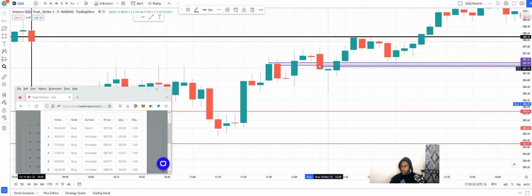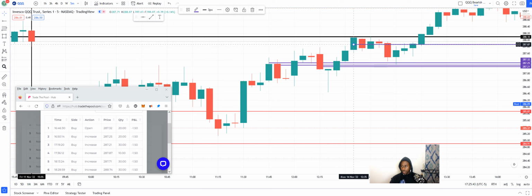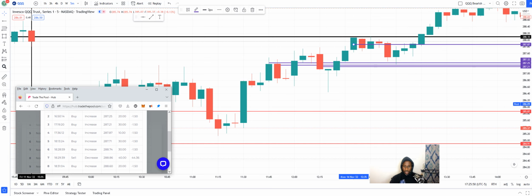So right there, I had a buy order here, buy order here, buy order here, and then 1236. So we're looking for 1235, 1230. So 28787, that's right here. So I had a buy here, buy here, buy here, buy here, 28787, and then what's this now? 113.